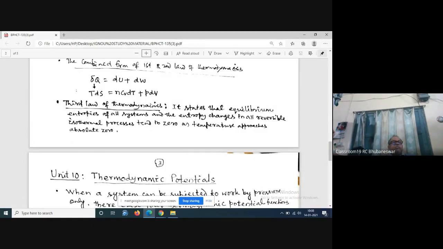And the third law of thermodynamics. Third law of thermodynamics states that, now another thing I forgot to write here: how does the entropy of the universe change? The entropy of the universe always increases because the universe is an irreversible process.